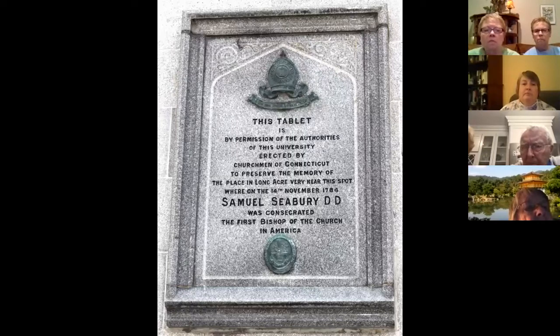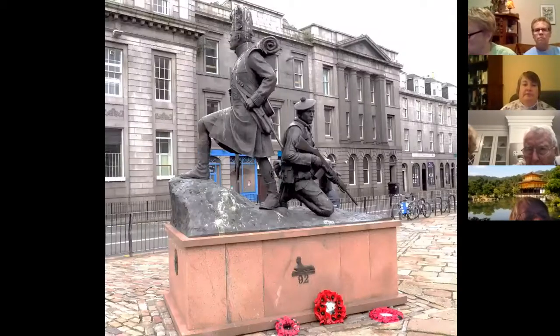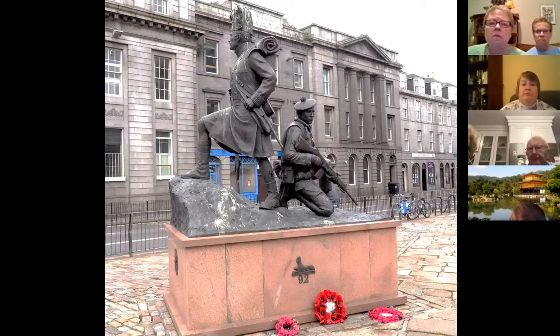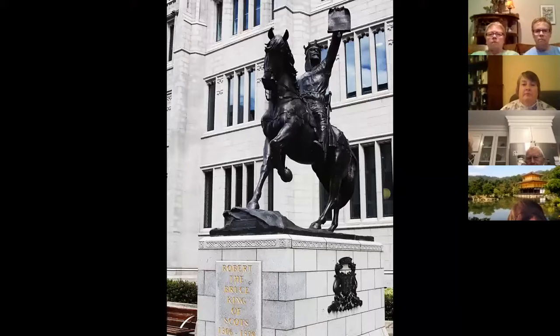So not only is the Scottish Episcopal Church aware of this history, but so are all the students at Marischal College. Among other interesting sites we passed in Aberdeen was the statue of the Gordon Highlanders, and this rather imposing statue of Robert the Bruce, King of Scotland, 1306 to 1320.